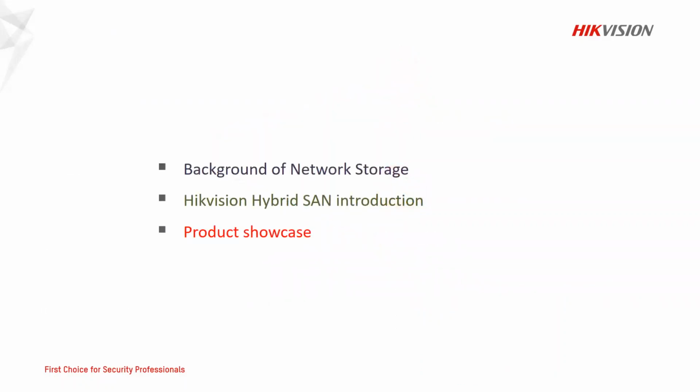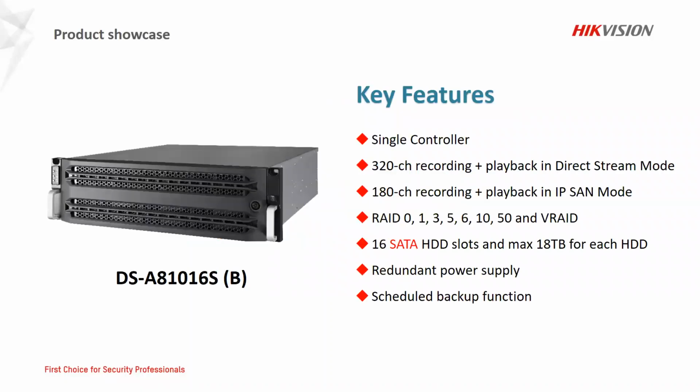And now let's look at the individual products. This is a single controller model. The S at the end of the part code indicates this. As you can see, it supports up to 320 channels in direct streaming mode and up to 180 channels if you're using IPSAN mode. This is assuming you're streaming up to 2 megabits per second from each camera.